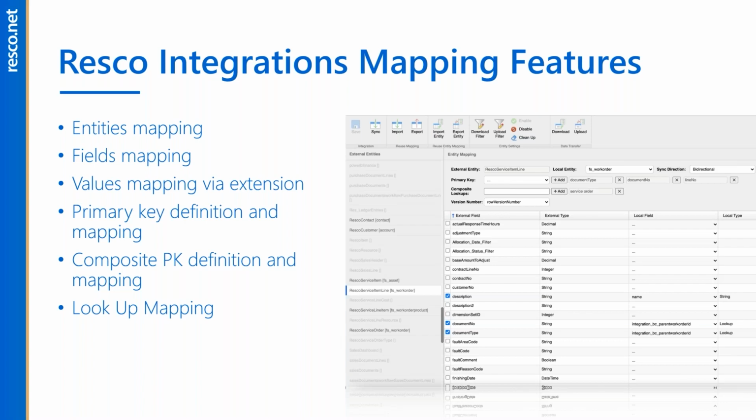And finally, it's lookup mapping, because if you would like to create relations between entities, you can use lookup mapping to set up which entity should be related to which one in Resco Cloud and also in Business Central.